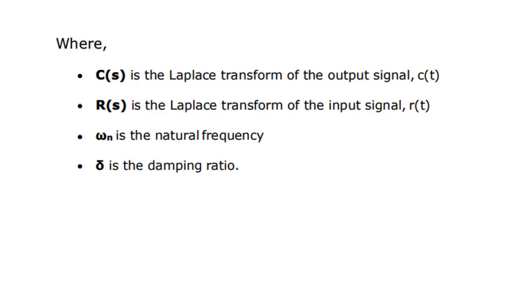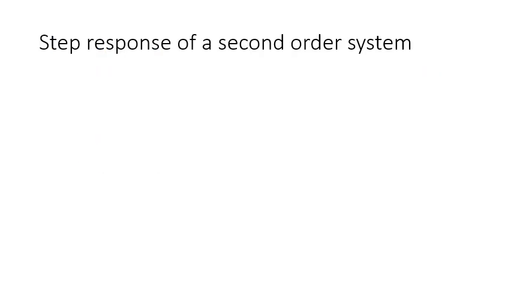For the closed loop transfer function, what I'm going to do now is find out the response, C of t. Here, C of s is the Laplace transform of the output signal, R of s is the Laplace transform of the input signal, omega n is the natural frequency, and zeta is called the damping ratio. We have already seen all those things.